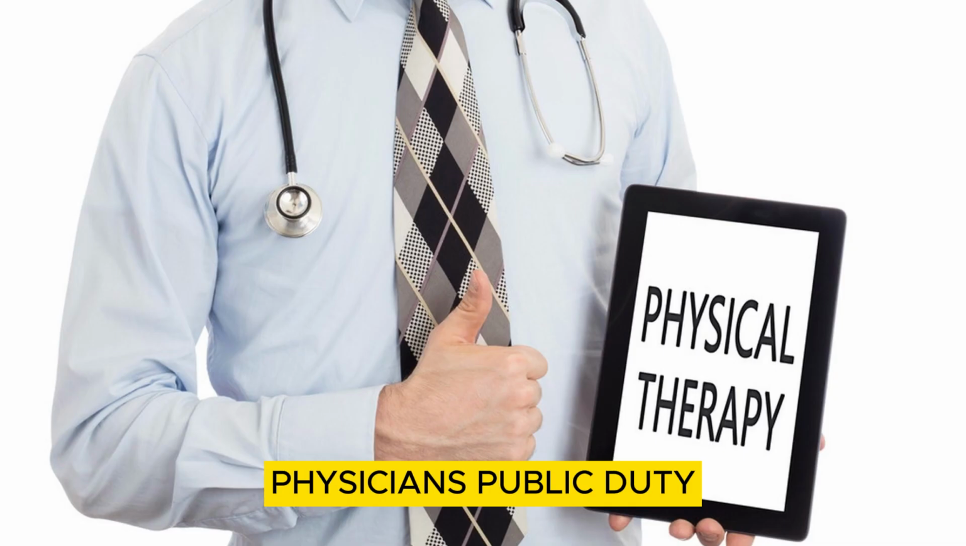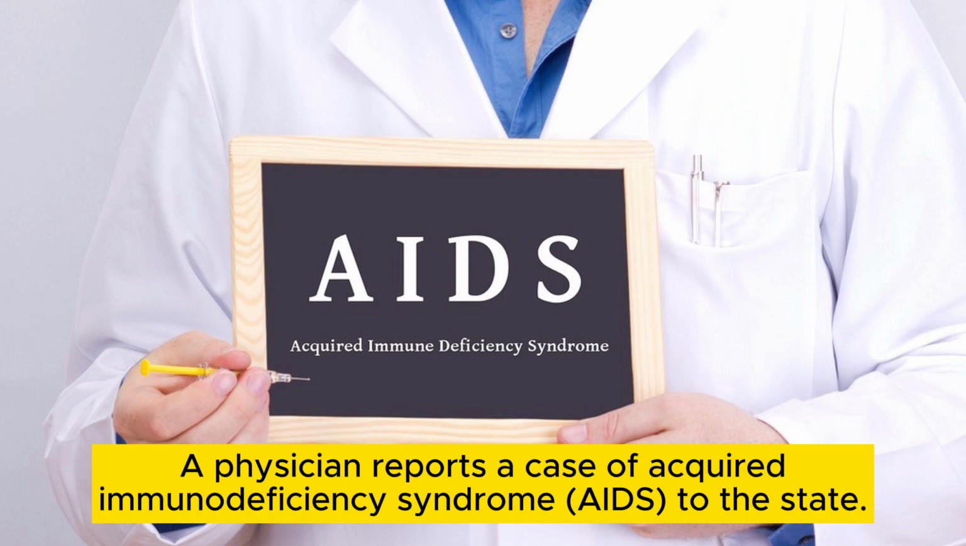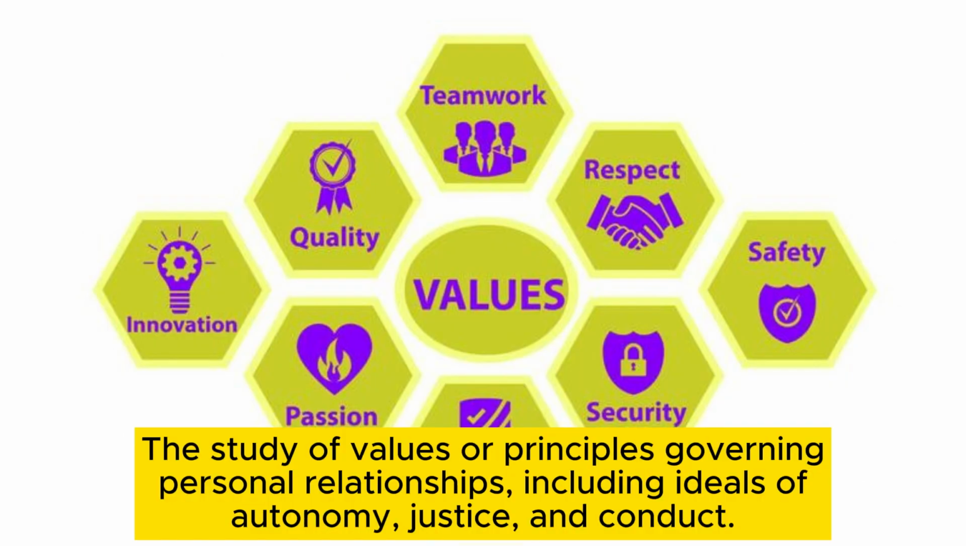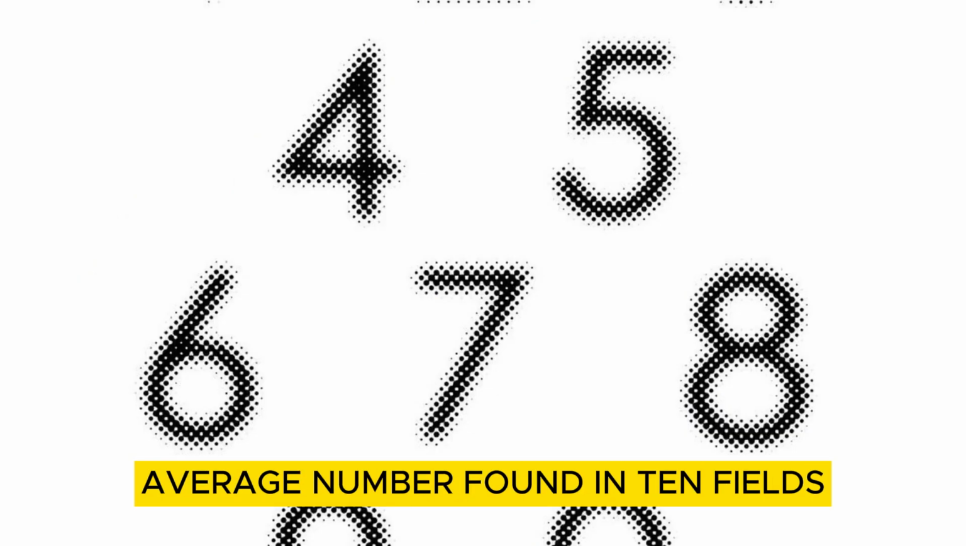Physician's public duty: a physician reports a case of acquired immunodeficiency syndrome, AIDS, to the state. 18 years: the age of majority in most jurisdictions. Ethics: the study of values or principles governing personal relationships, including ideals of autonomy, justice, and conduct. Average number found in 10 fields.